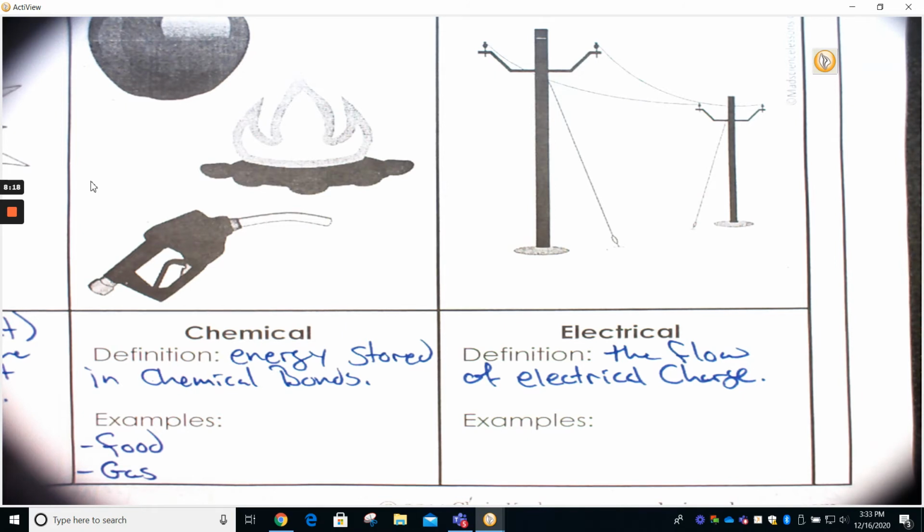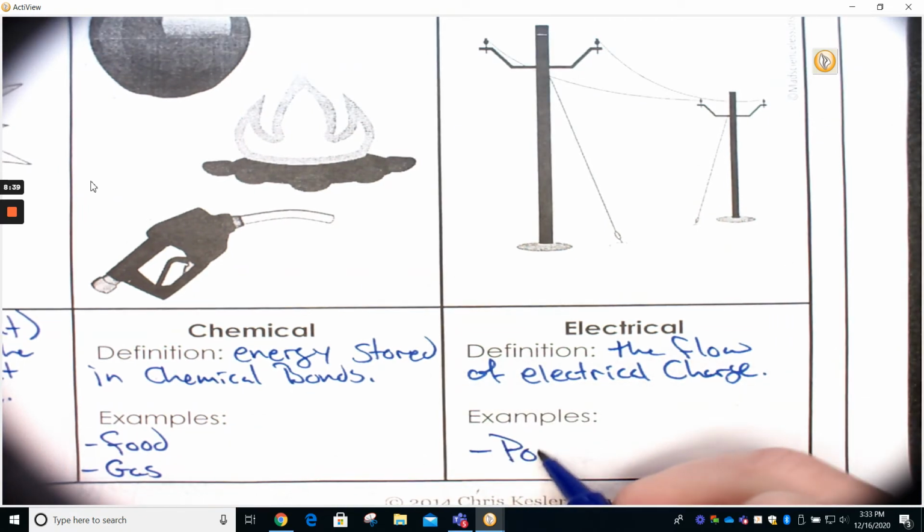So we've got a picture here, some power lines. Those are really good examples of electrical energy. Your toaster, your refrigerator, your cell phone, your lights in the house, whenever you turn them on and off, anything you plug into the wall. Man, there's so many awesome examples of electrical energy running around. It's going to be hard to narrow it down. I think I'm just going to stick with the picture and say power lines.